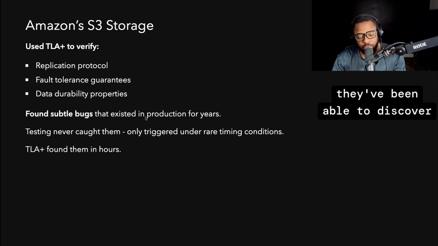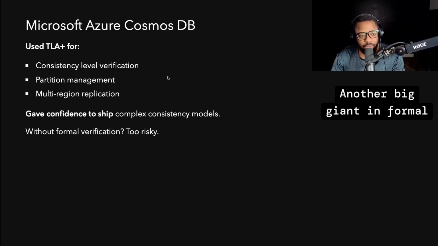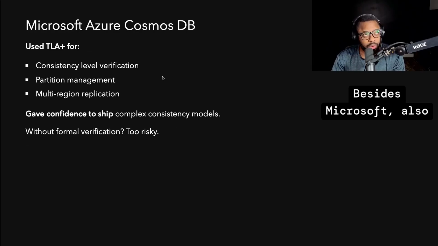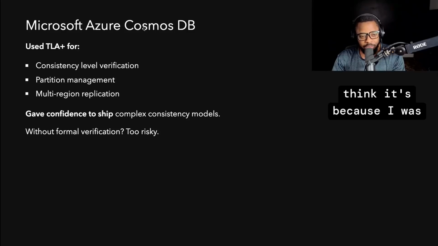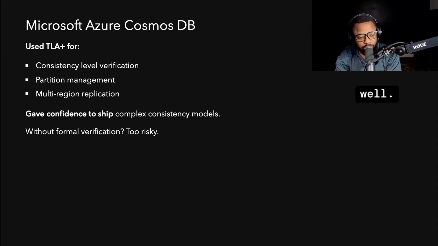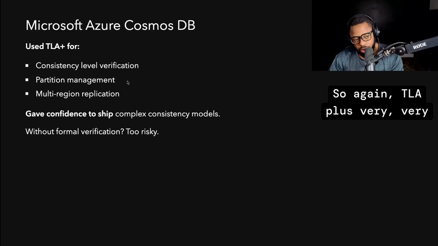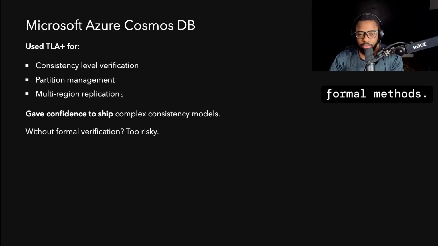They've been able to discover bugs in production. Another big giant in formal methods is Microsoft. Besides Microsoft, you also have MongoDB. I don't know why that jumped into my head right away, but I think it's because I was saying Cosmos DB, and it's one of those NoSQL databases, MongoDB being one of them as well. So again, TLA Plus, very, very widely adopted tool for companies that make use of formal methods.